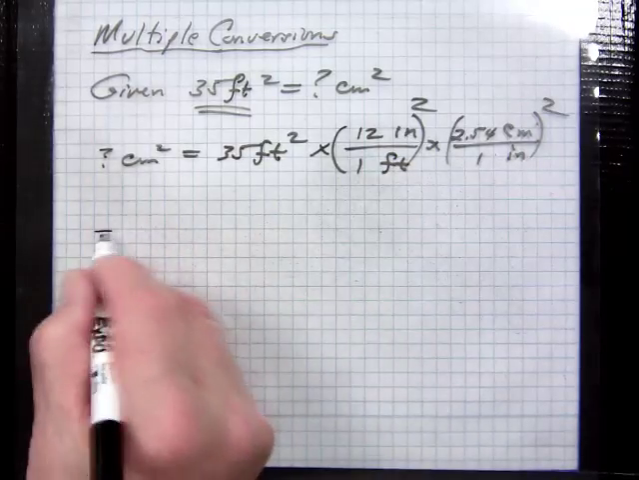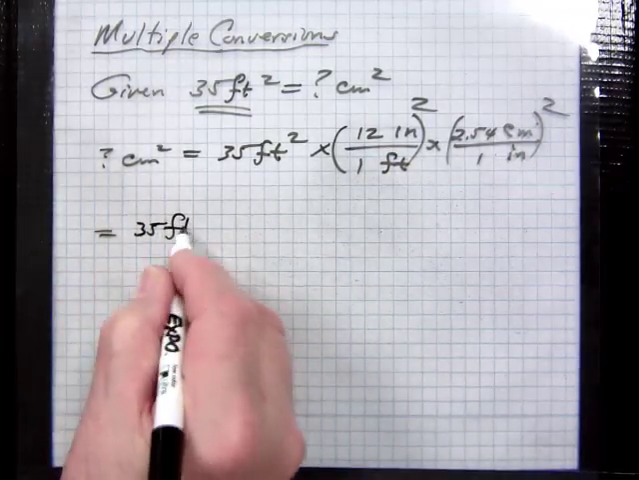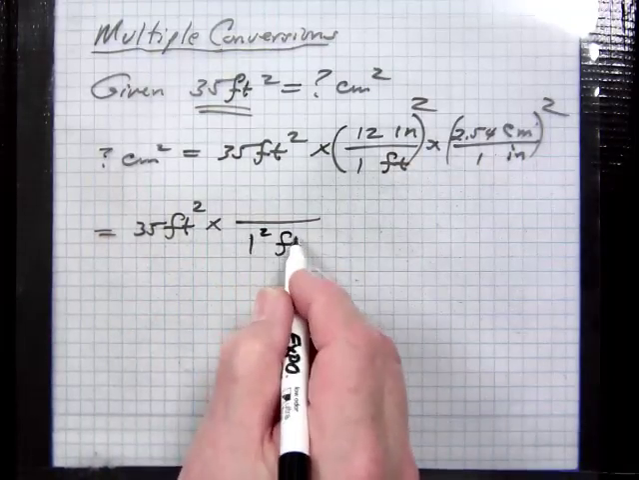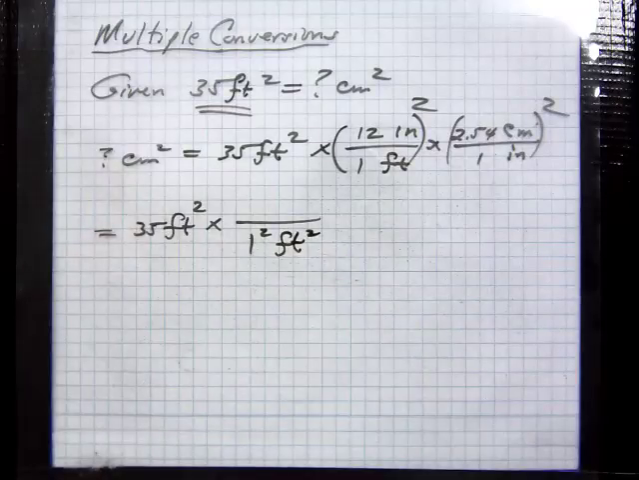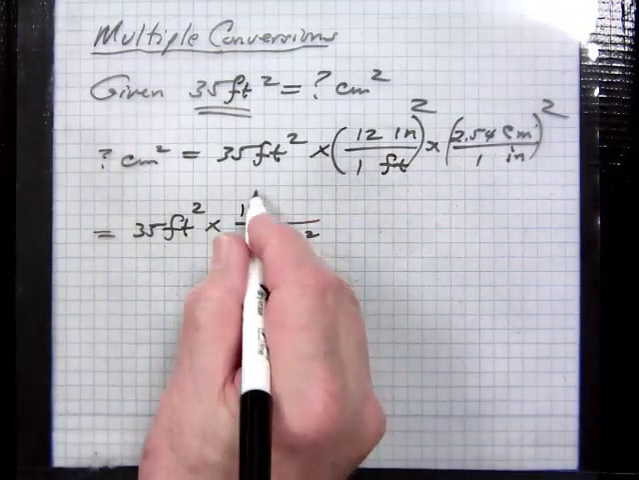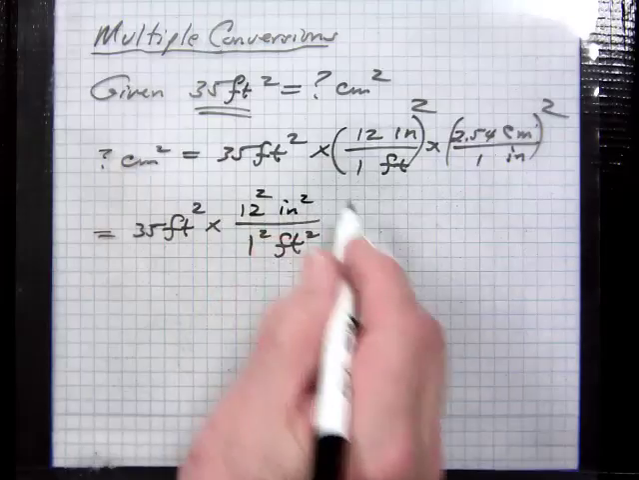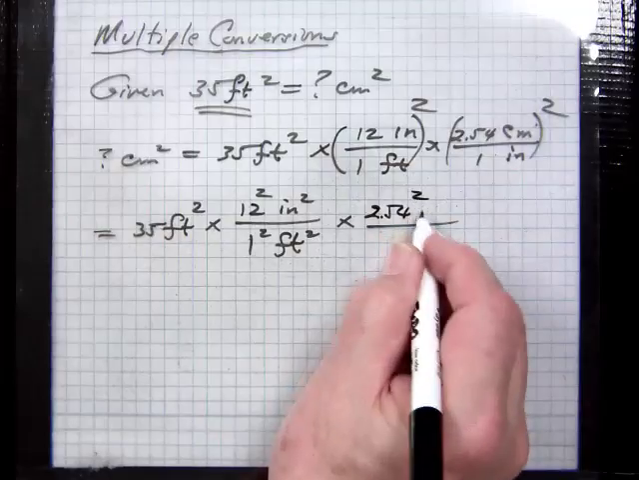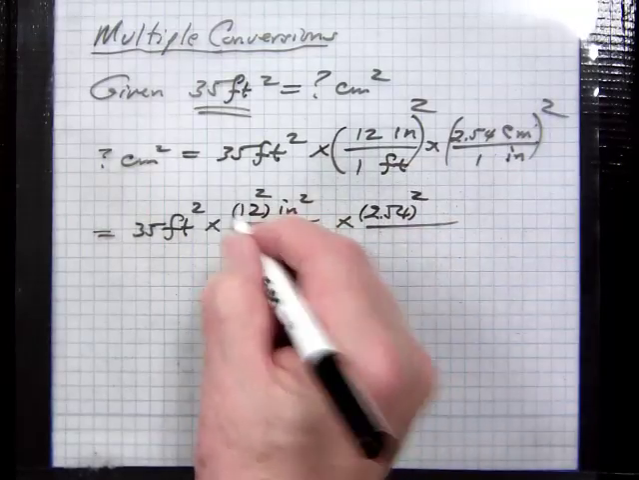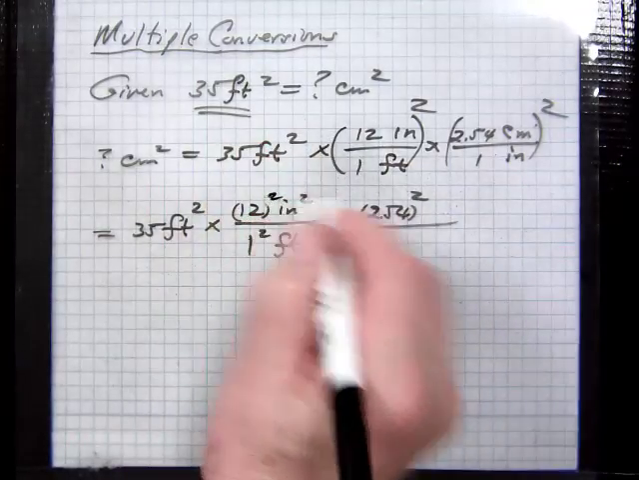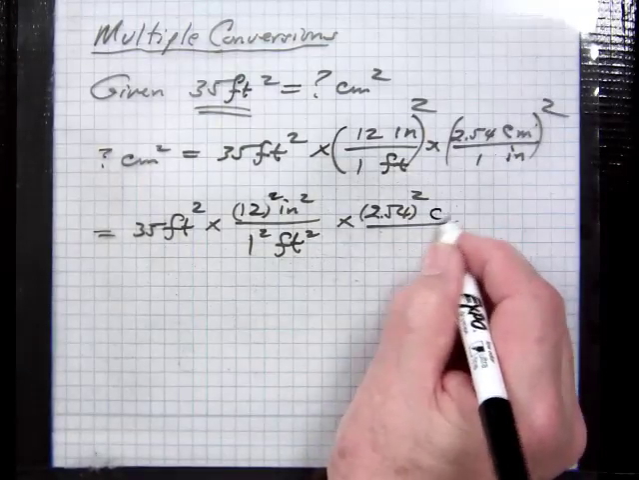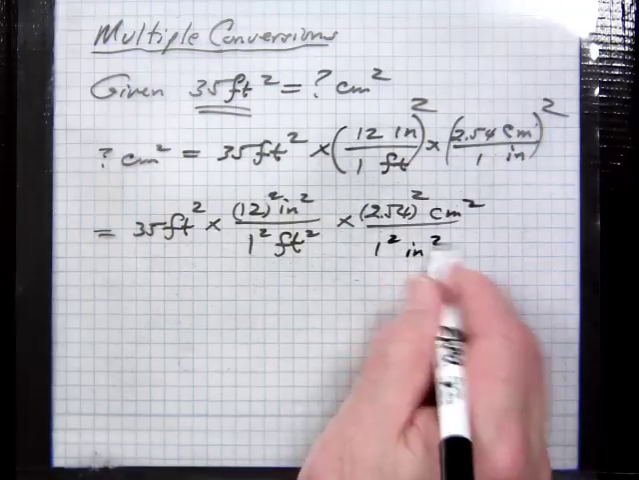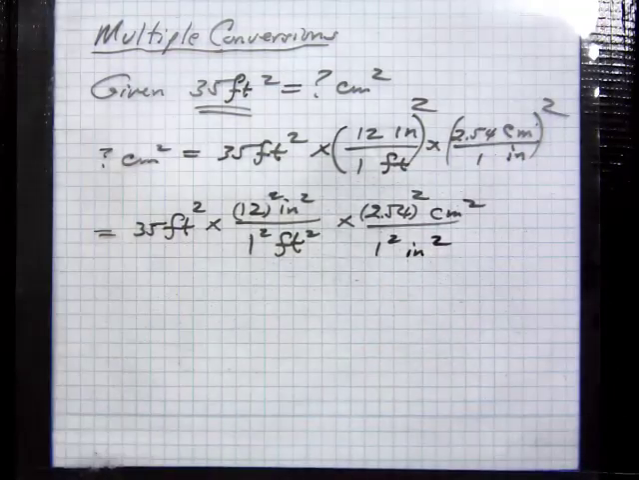So to spread this out a little bit, it'd be 35 feet squared over 1 foot squared, just to emphasize. And then this would be 12 squared inches squared. And then this would be 2.54 squared, put parentheses if you would like, over 1 inch squared, like that. So that's what it involves.